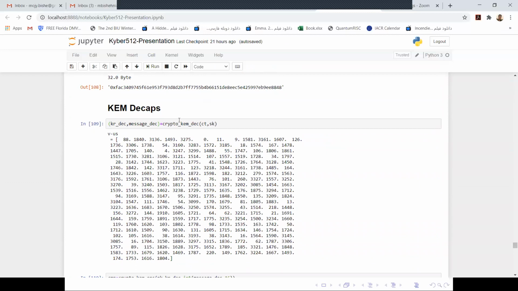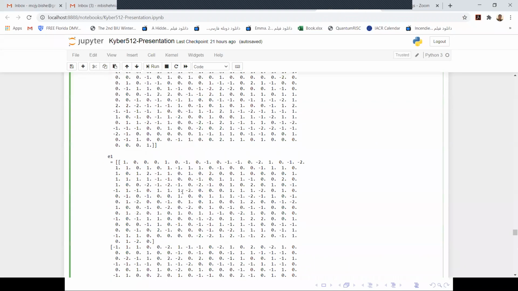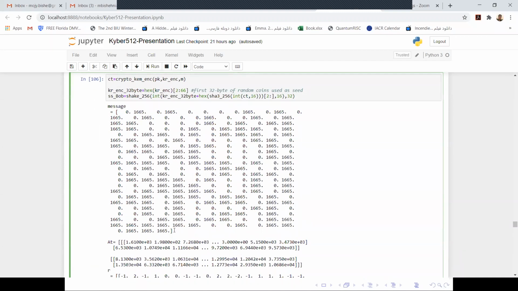And for the decapsulation, Alice uses the given ciphertext and her own secret key to recover the message and the random number that Bob used. So she computes V minus US, as I said in our previous slides, and then she converts these elements to 0 or 1665. If the value is close to 0, for example, the first one is converted to 0, and the second one is converted to 1665. As you see, the converted message is similar to the message that Bob used.